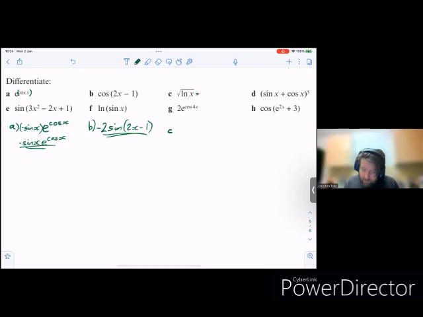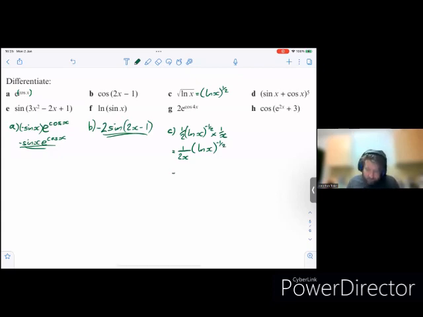C, I'm going to rewrite as natural log of x to the half. So we're going to pretend that's just x to the half. So it becomes a half log x to the minus a half. But then we've got to multiply by the derivative of that bracket. The derivative of log x is 1 over x. And so that tidies up to 1 over 2 times 1 over x. So that's 1 over 2x times log x to the minus a half. That's fine as a final answer.